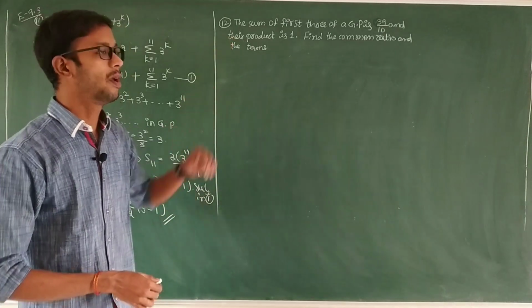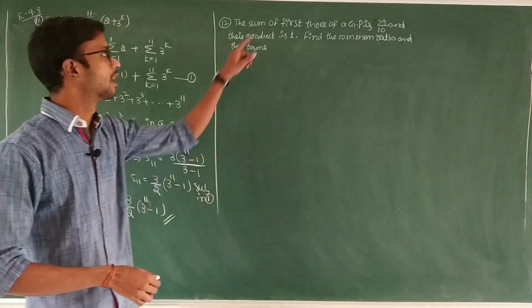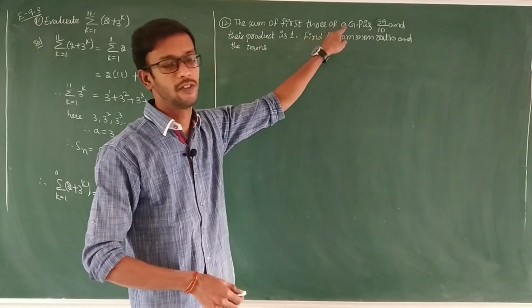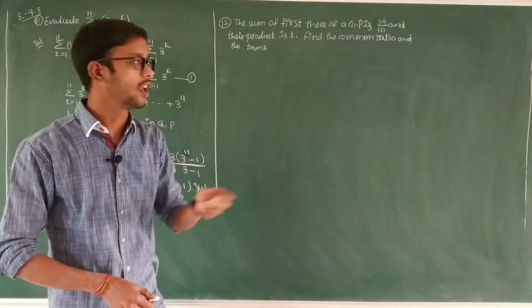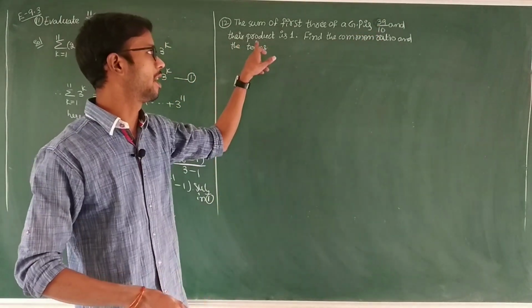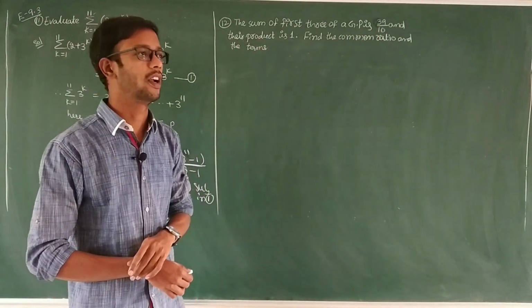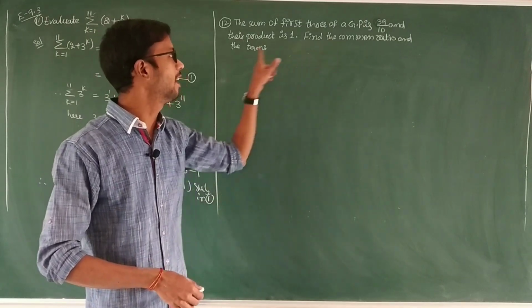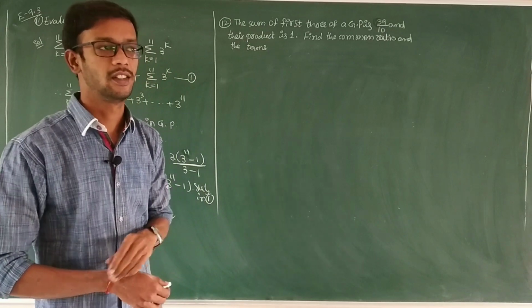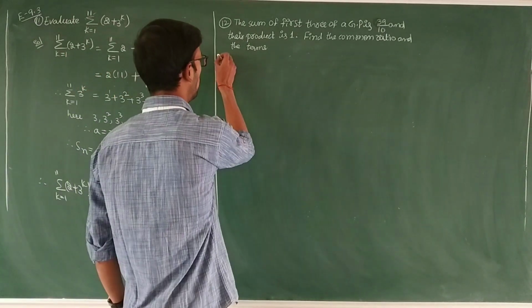Next, problem number 12. The sum of first three terms of GP is 39 by 10 and their product is 1. Find the common ratio and terms. Already one example problem we discussed; the same method we have to do here.